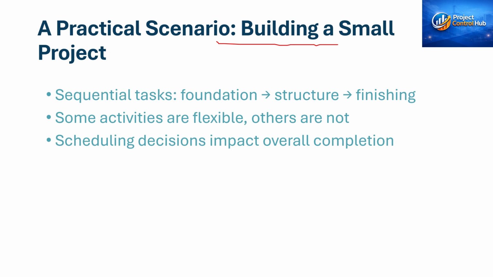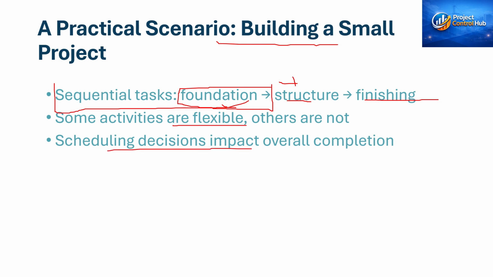Before I start with float, I just want to give a practical example in which we are building a small project, and let's imagine that there is a sequential task that starts with the foundation, then goes to structure and finishing. There might be some activities that are flexible, that are not on the critical path. For example, going from foundation to structure, some activities on the first floor outside of the structure, like wall activities, have some flexibility. We can delay those activities, but if we ignore the foundation part or move towards the wall part or window installation, that will impact the structure. So we need to make a settled decision to understand what is impacting our project.